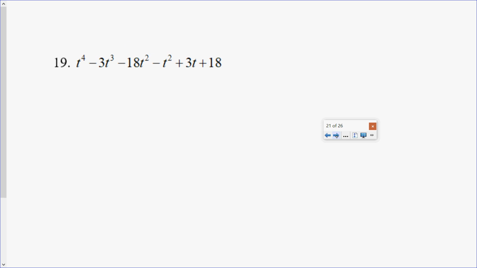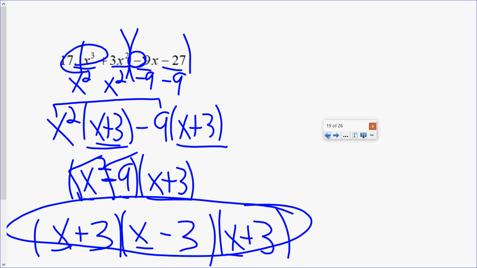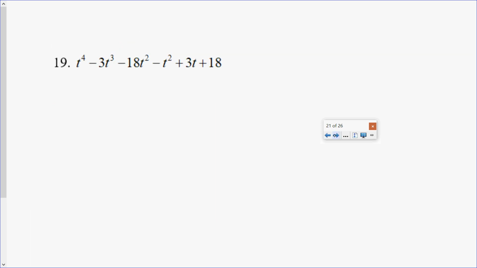Number 19. Is there a GCF? No. There's 4 or more terms, so again, it's going to be grouping. Now, since it's not 4 terms, it's a little bit trickier to determine how the groups are going to be set up, because for 4 terms, it's always 2 and 2. When it's more than 4, here's what we do.